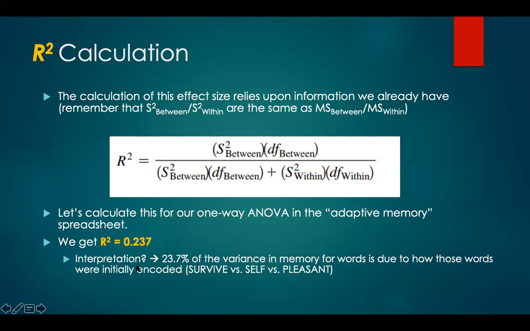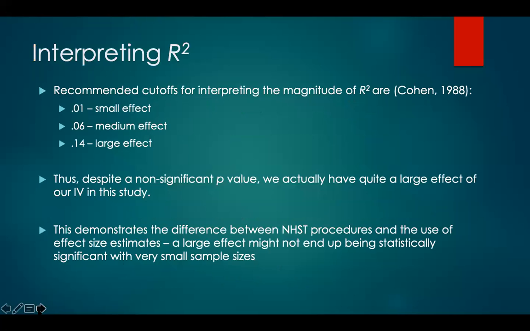Now, the interpretation of this is that 23.7% of the variance in memory for words is due to how these words were initially encoded. So being in that survive versus self versus pleasant condition accounts for 24% of the variance in how many words are remembered. And that's not super small. So recommended cutoffs for interpreting the magnitude of R squared are 0.01 is a small effect, 0.06 is a medium effect, and 0.14 is a large effect. And we had a very large effect here.